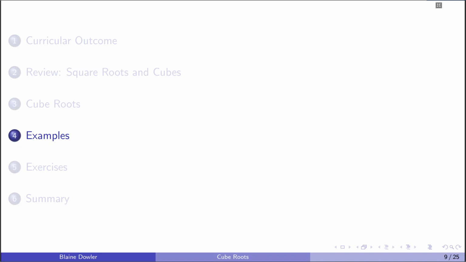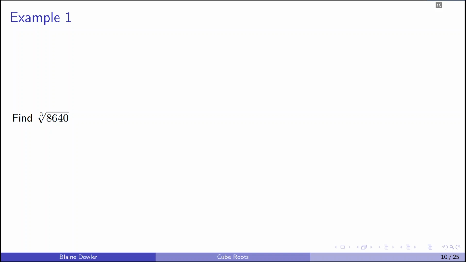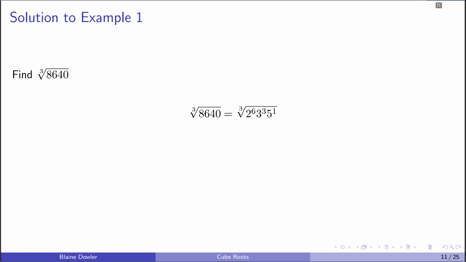Now, let's look at some examples. The cube root of 8,640. Well, we find our prime factorization. It is 2 to the 6, 3 cubed, 5 to the 1. 6 and 3 are both multiples of 3. We can pull them out, divide them by 3. Gives us 2 squared, 3 to the 1, and then we still have the cube root of 5. That 5 stays behind. So the cube root of 8,640 is 12 cube root 5. We have turned an entire radical into a mixed radical.